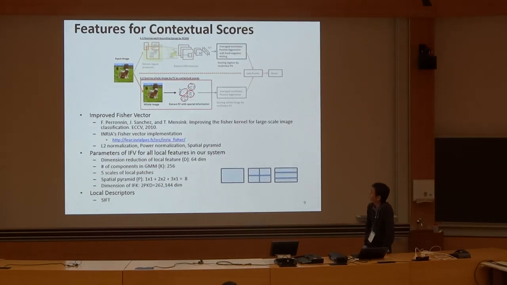For the Fisher vector based system, we use the improved Fisher vector. This setting is very standard. We just use one local descriptor. The parameters of the improved Fisher vector are also standard. The dimension of the local feature is 64, and the number of components is 256. We use a spatial pyramid, and the final dimension of the Fisher vector is 260,000.